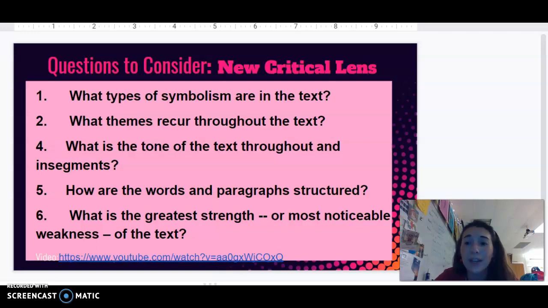So sometimes rather than looking at the exposition and the rising action and the climax to signify changes in the story, we look at how the paragraphs and the wording is structured. Looking for longer paragraphs with deeper description to show our rising action and full body of plot, while sections that are shorter sentences and more compact probably are going to be more stagnant and not going to move the plot forward as much. What is the greatest strength or most noticeable weakness of a text? These are all different ways we can dissect a piece of literature using the new critical lens.